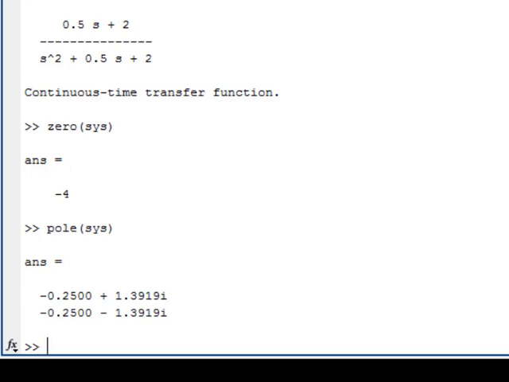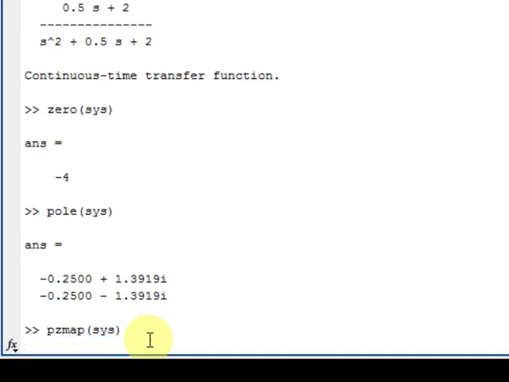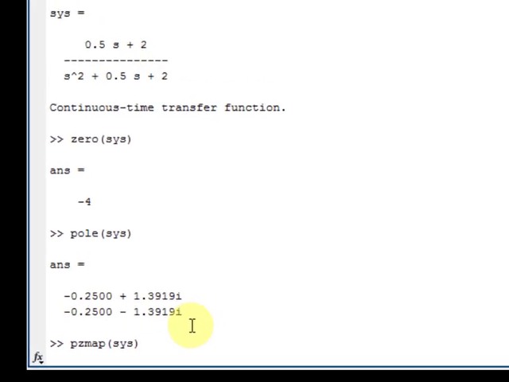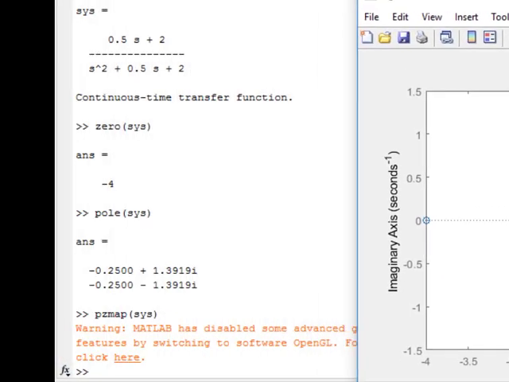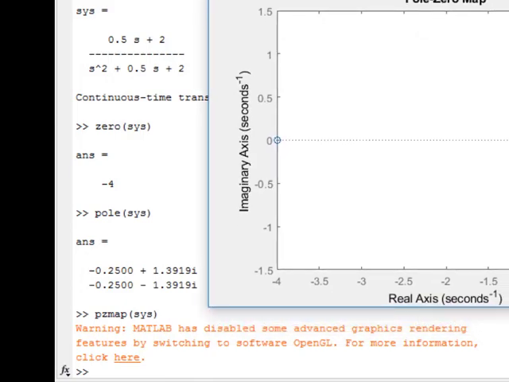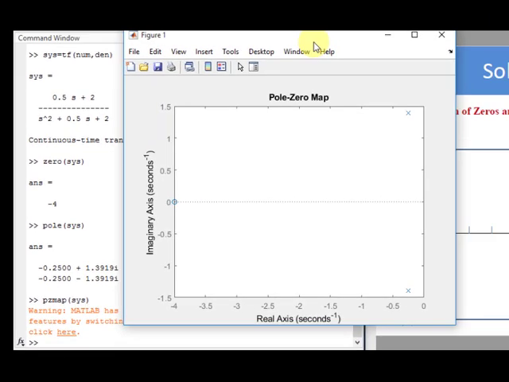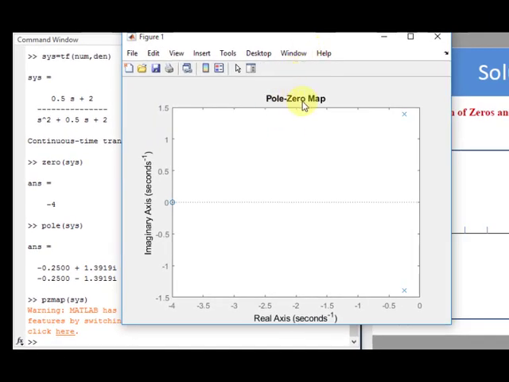Next we have to locate zeros and poles on the S plane. So for the zero pole map, we are using the command here in MATLAB to locate zeros and poles on the S plane. We have pzmap, pole zero map for system sys. If I enter, it will take a little bit of time to show the plot. So here it is, we got a plot. I'll try to manage the position. Okay, now this is the pole zero map.